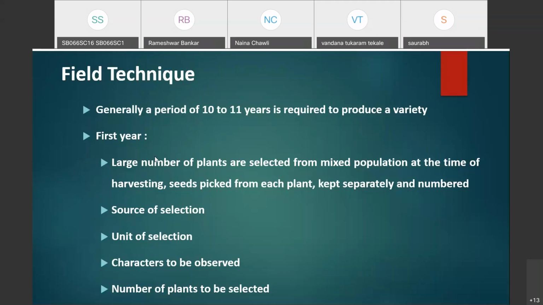In mass selection, the plants are harvested, their seeds are collected, composited together, mixed together, and then used for sowing in the next generation. But opposite to that, in pure line selection, the plants are selected individually, then harvested individually, and their seeds are collected and not mixed. The seeds of each plant are kept separately and numbered. Okay, these are the activities carried out in pure line selection in the first year.